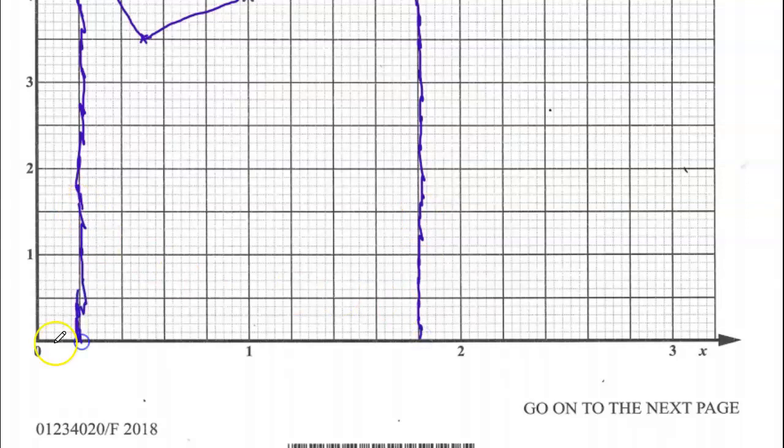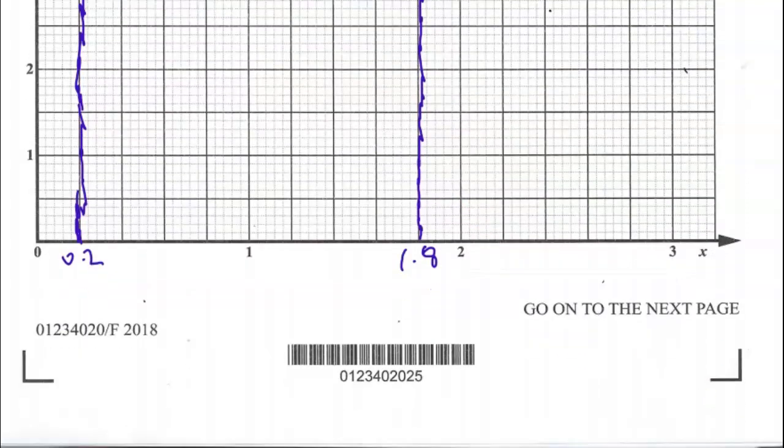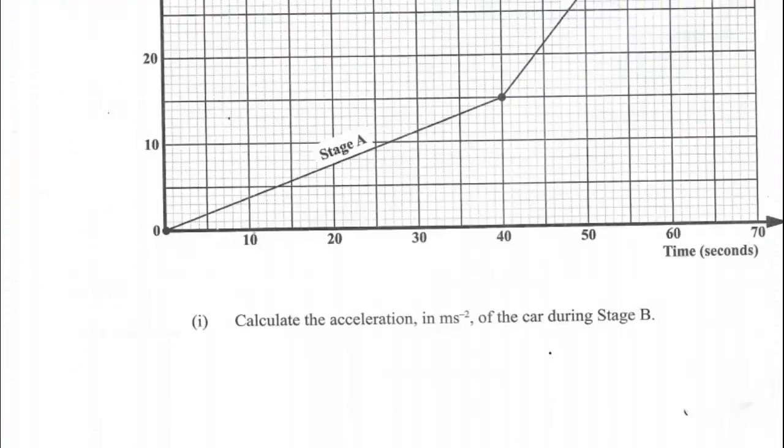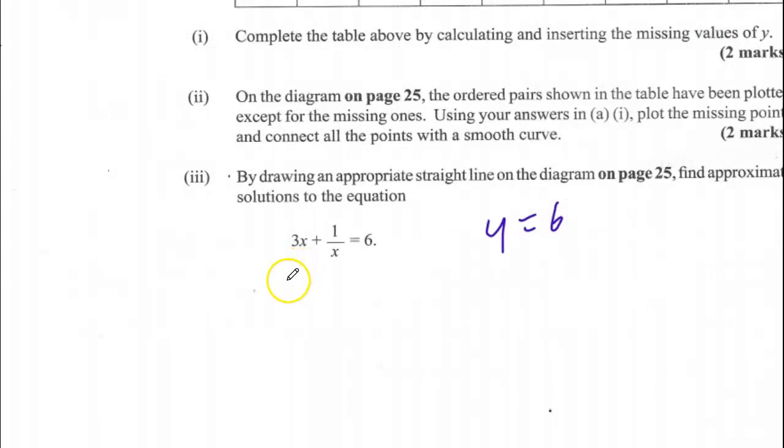So notice on the x-axis, each box you're going up by 0.2: 0.2, 0.4, 0.6, 0.8, 1. So this is approximately 0.2, and this is approximately 1.8. So the solution here, using the graph, would be x equal to 0.2 and x equal to 1.8.